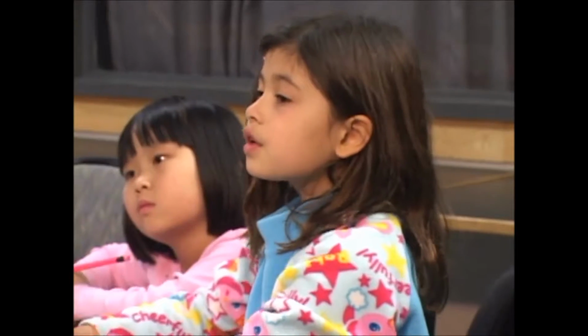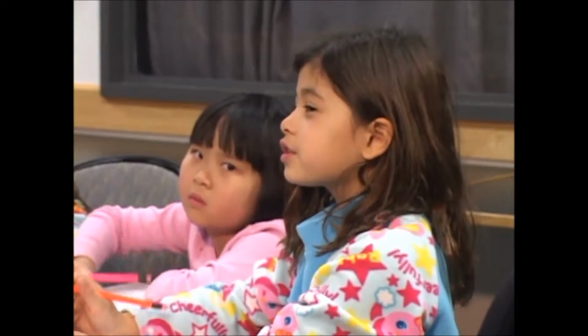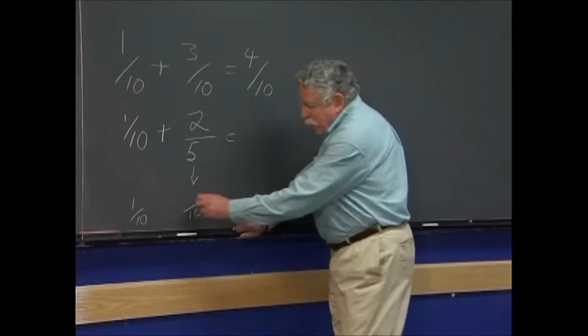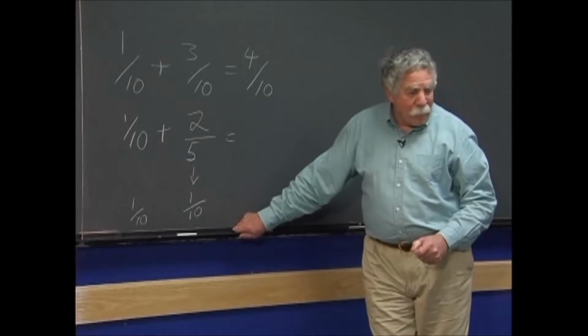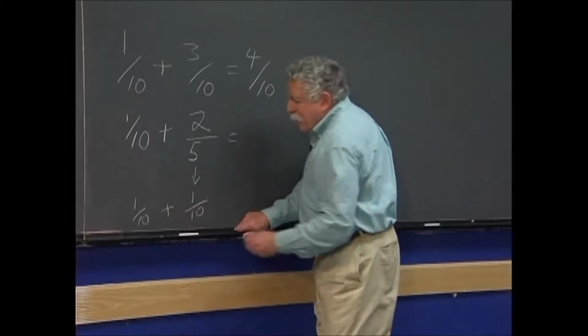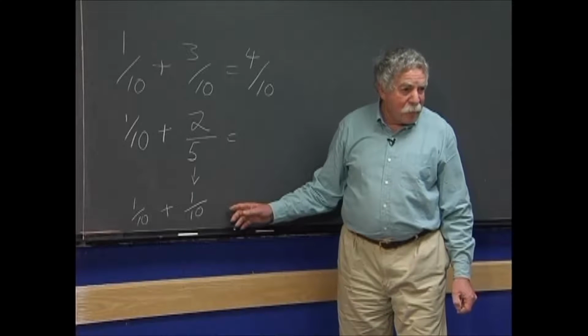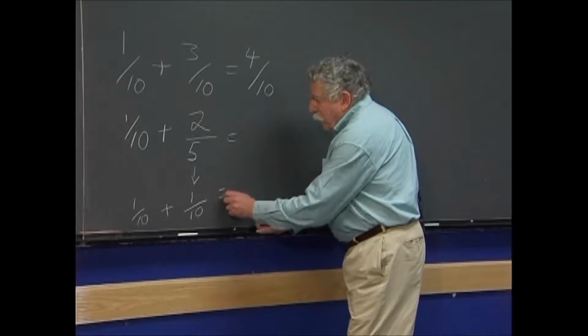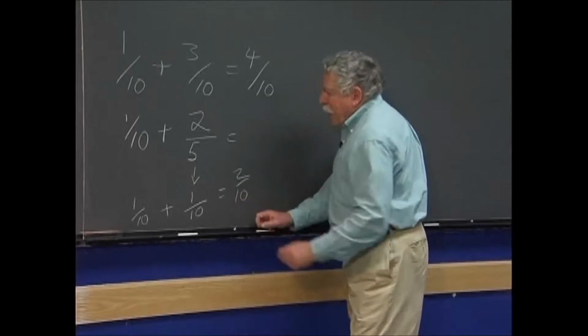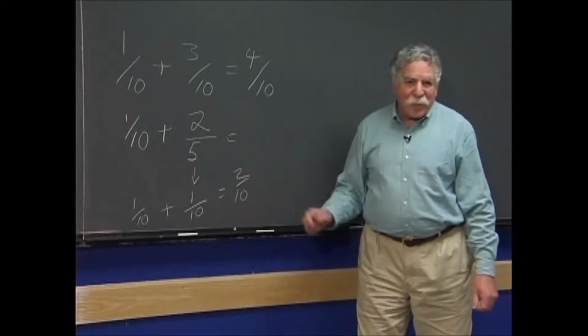I think the fifths turn into a 1. So that's going to be 1/10. 1 plus 1, I know what it is. Okay. So 2 tenths. So the answer here is going to be 2/10. So in other words, when you take 1/10 and you add 2/5 to it, you get 2/10.